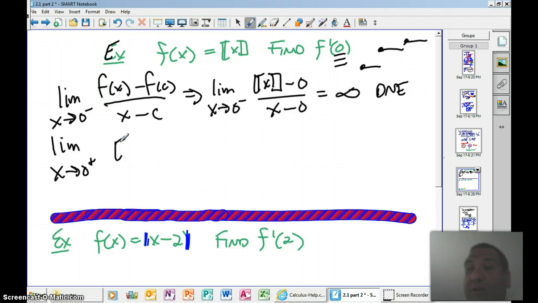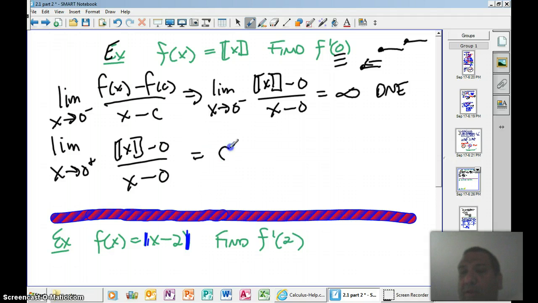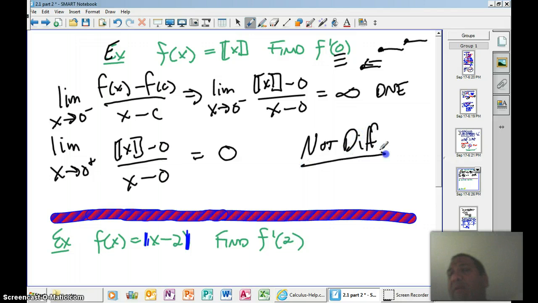But let me just try and show you the other way, from the right, and let me show you what it looks like, because you never know when you have to explain some of this stuff. So this x minus 0, since I'm going through positive numbers, it would go this way, and it would approach a number, and this would be 0. And so it's still not differentiable. No matter how you slice it, it's not differentiable. And I don't think you guys have a problem with that.